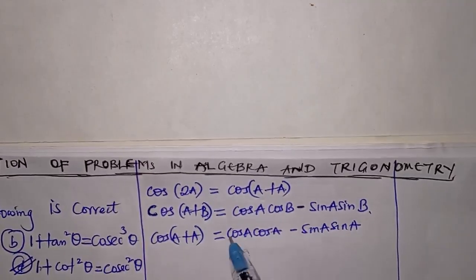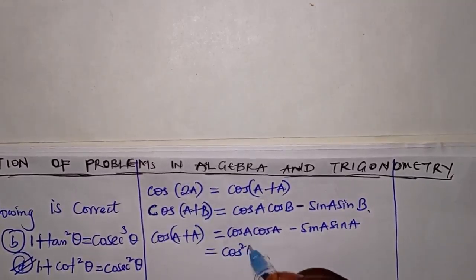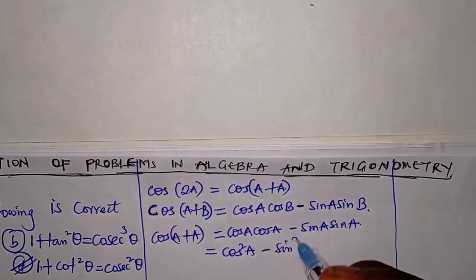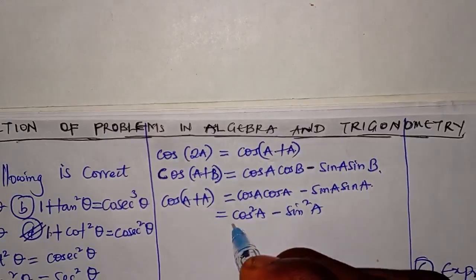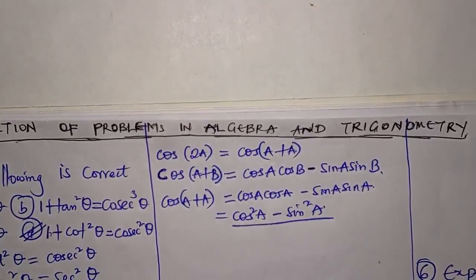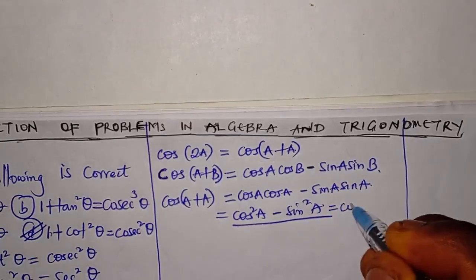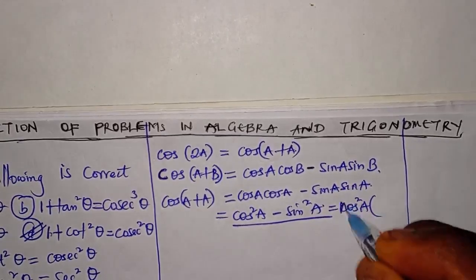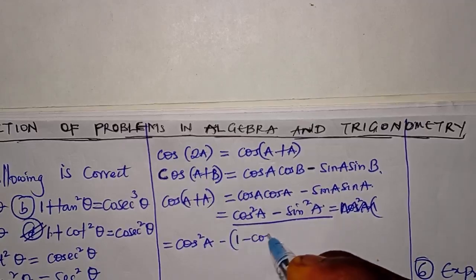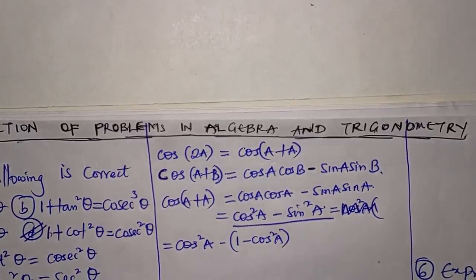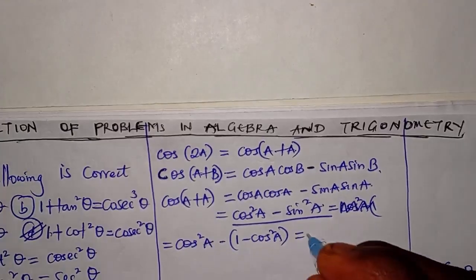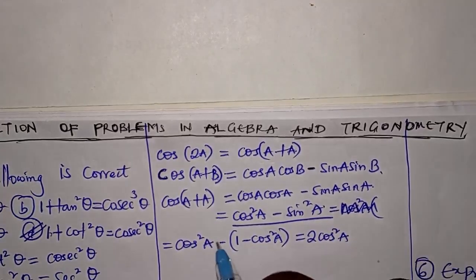Are you seeing it? Cos A times cos A is cos squared A. Then sine A times sine A is sine squared A. Now, I can write this in another way. You know that sine squared A is actually 1 minus cos squared A. So this is the same thing as saying cos squared A minus (1 minus cos squared A). Minus will give me a plus. So cos squared A plus cos squared A gives 2 cos squared A minus 1.